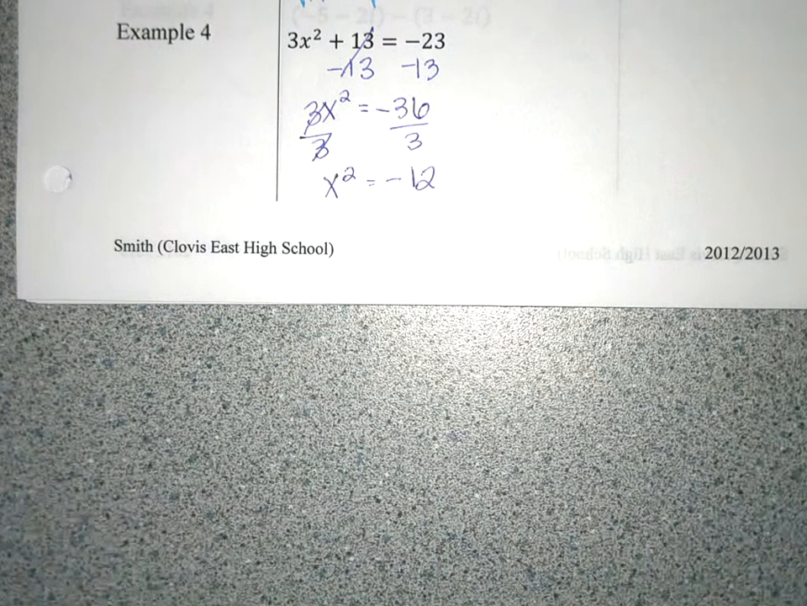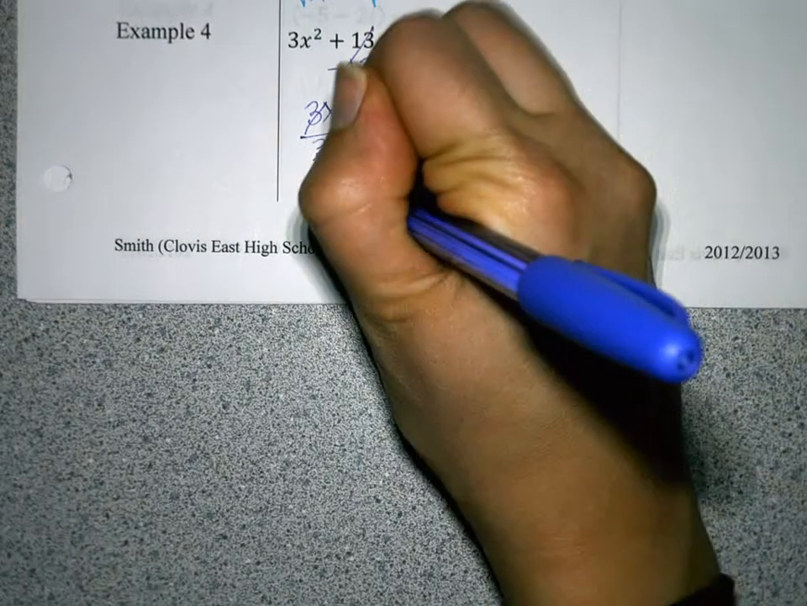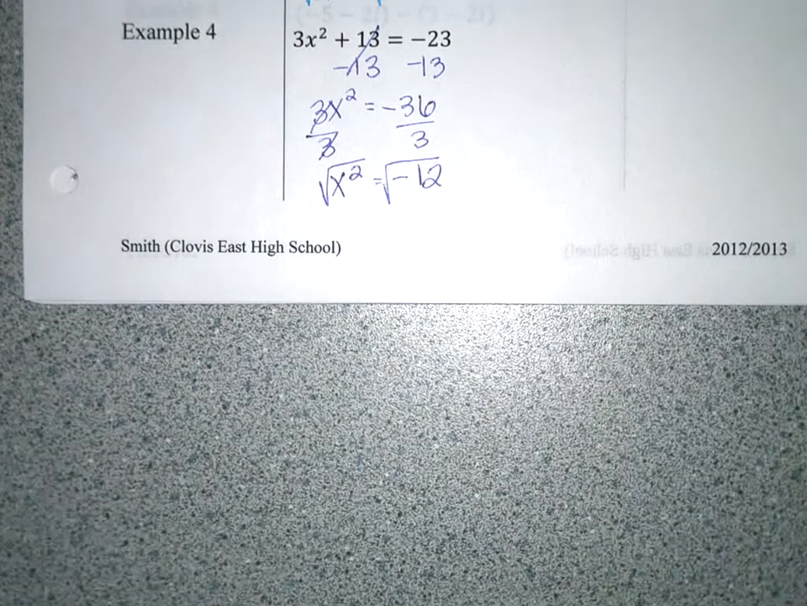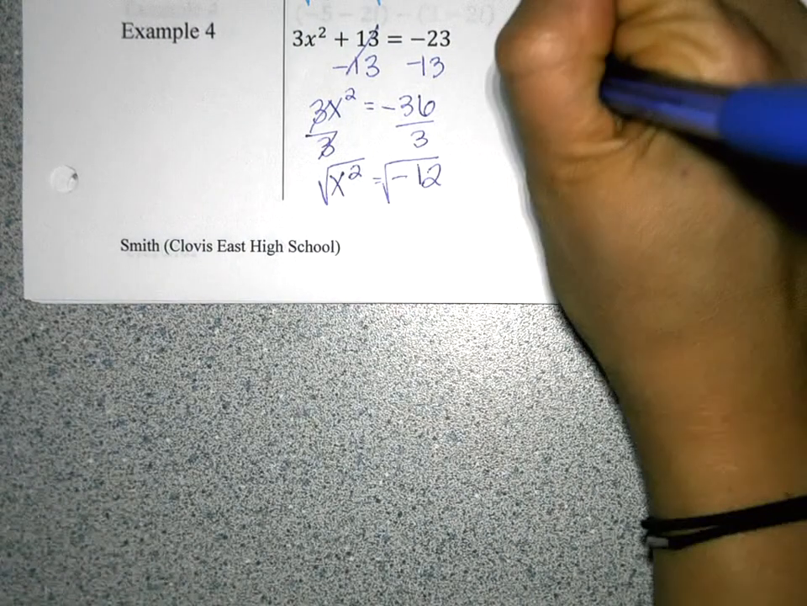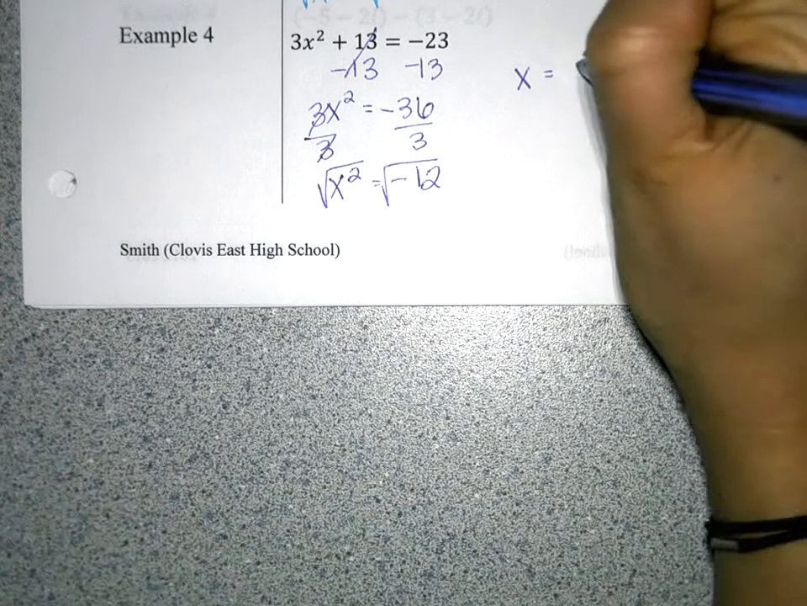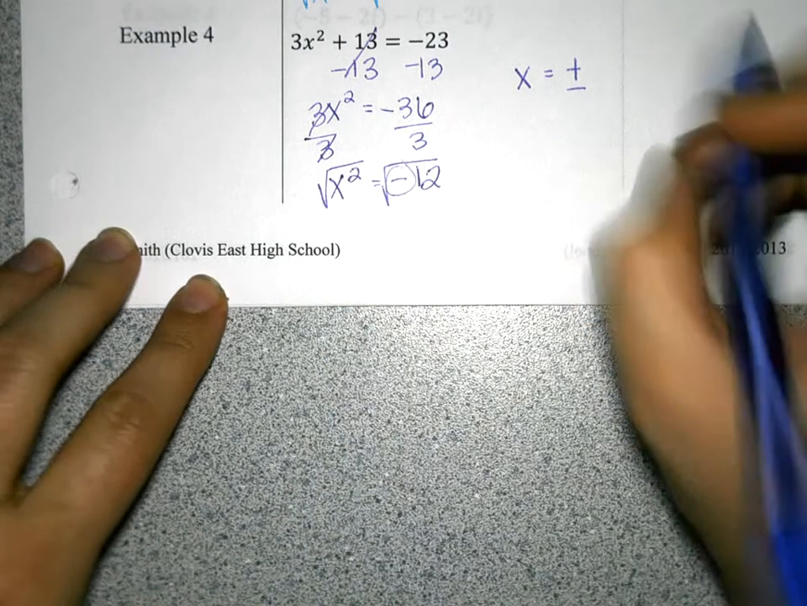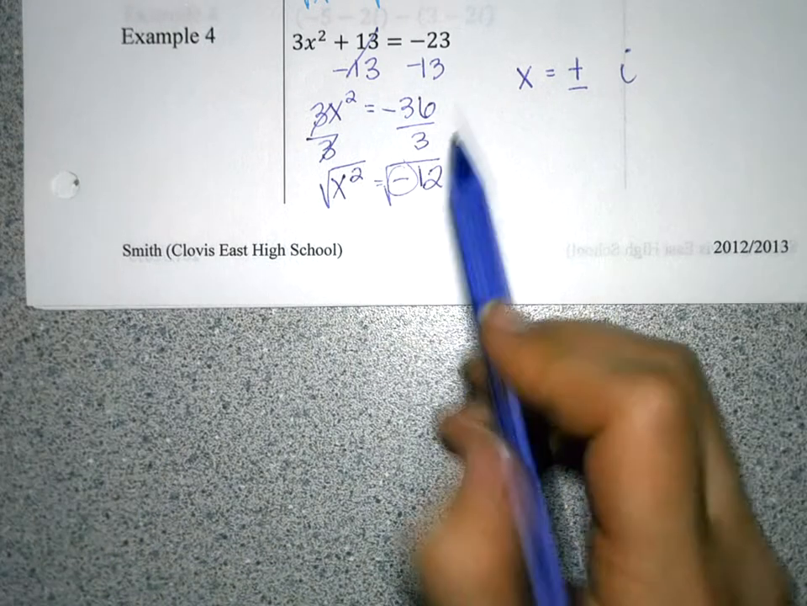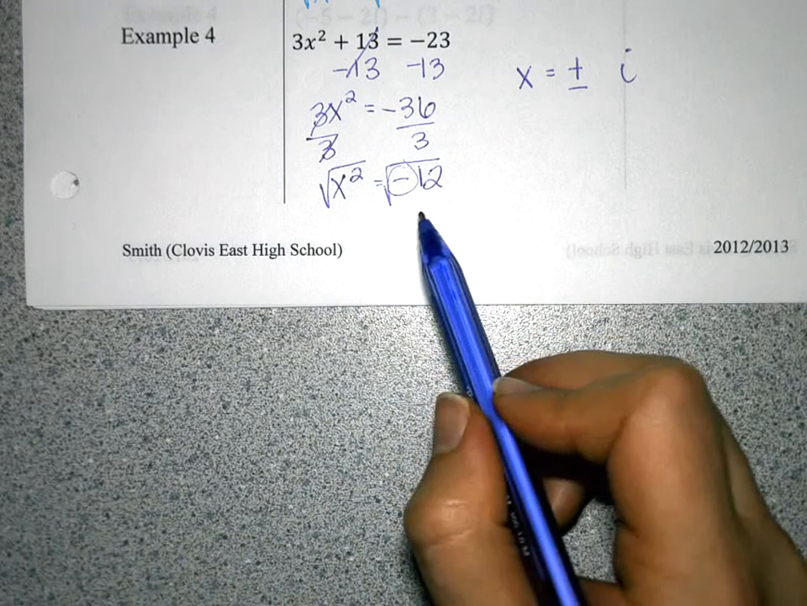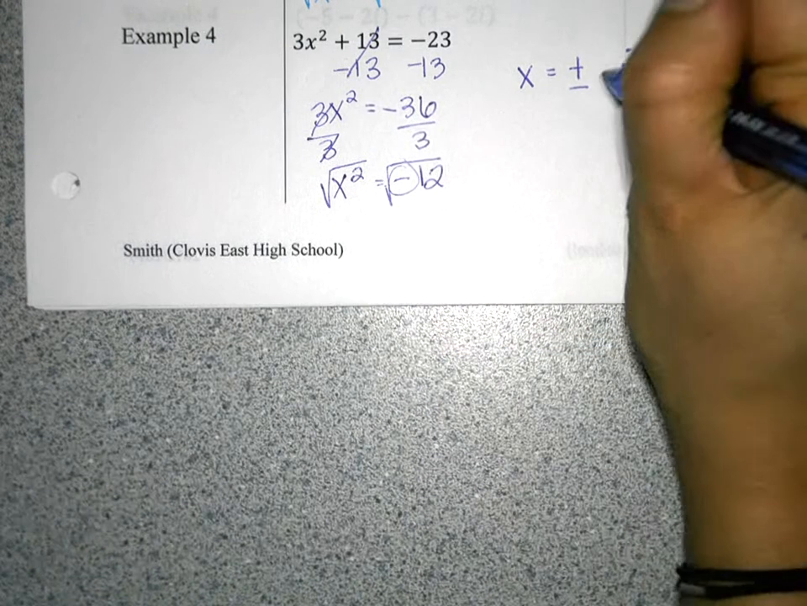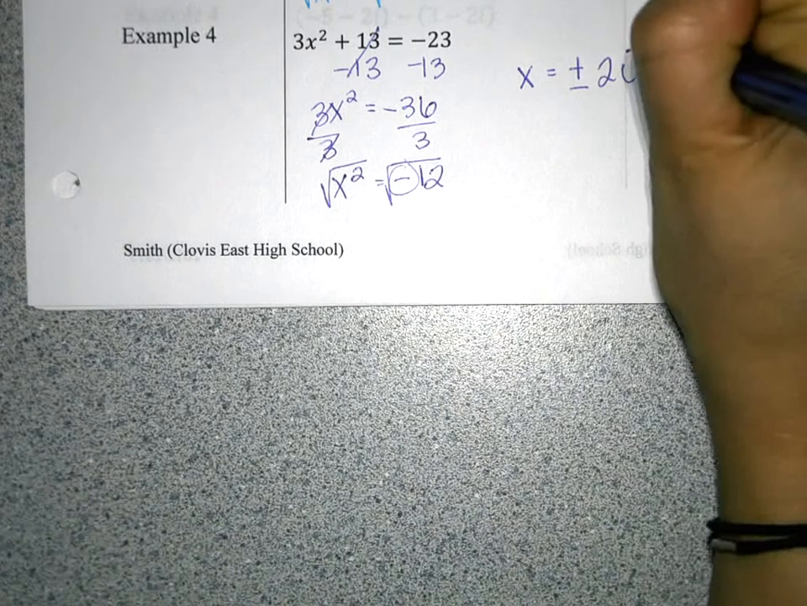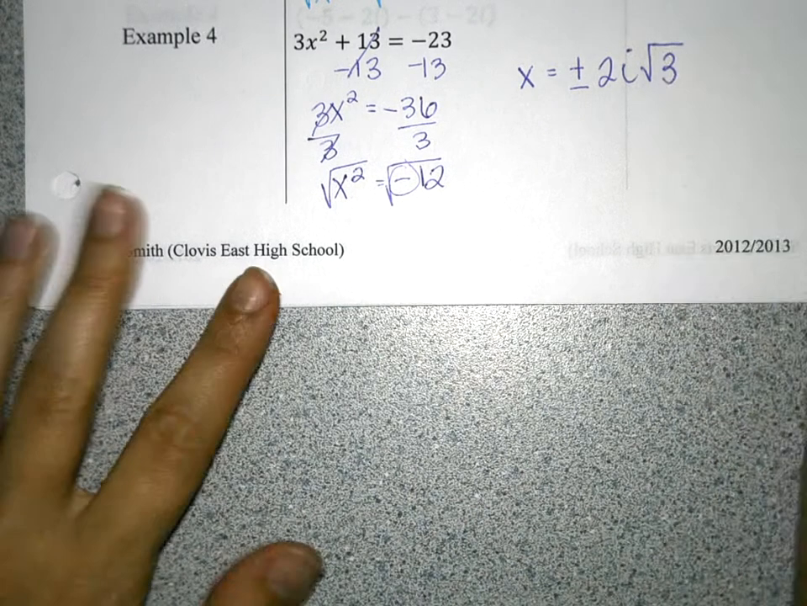Now the x squared term is by itself, so I'm going to square root both sides. That gives me x equals plus or minus. The negative means I have an i in my answer. And from the 12, I can pull out a 2 squared, so I have 2 and root 3 is left inside.